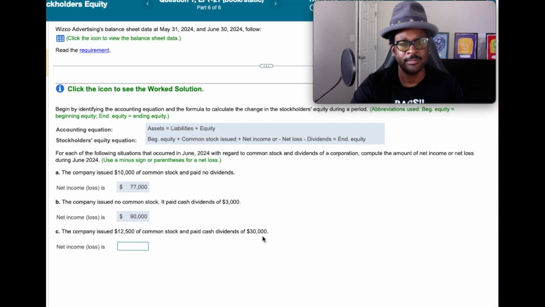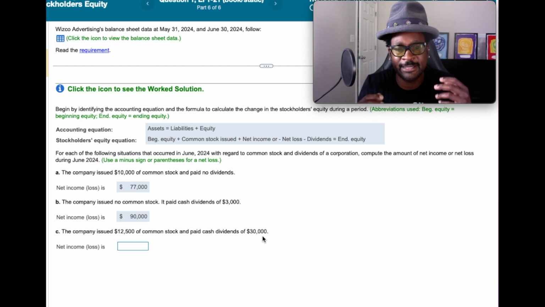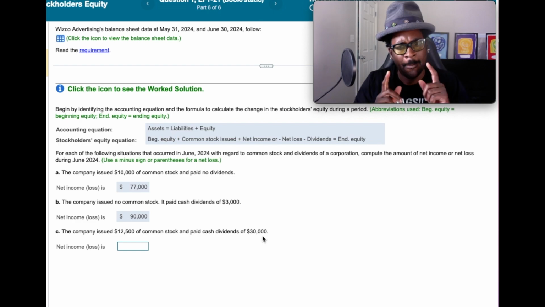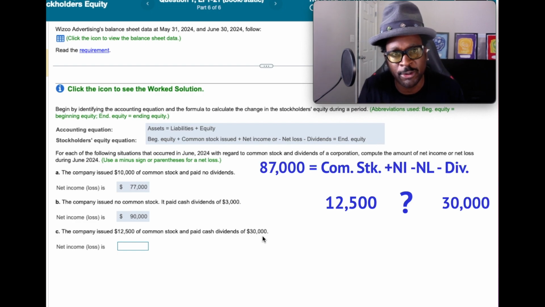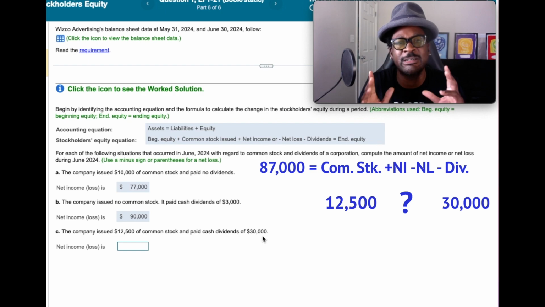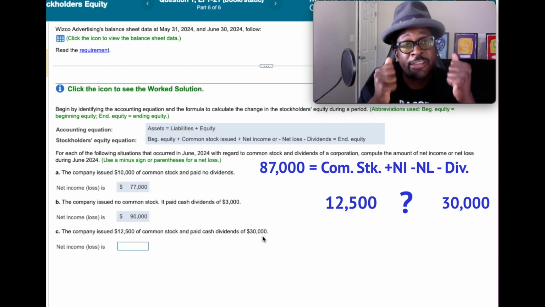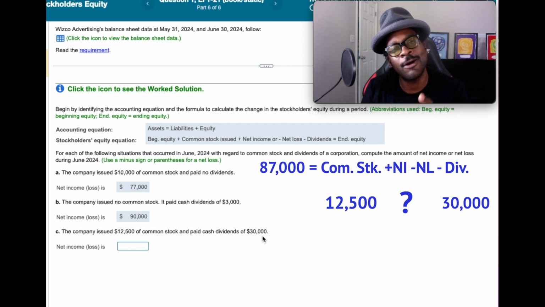Nice work. And last but not least, the company issued $12,500 of common stock and paid cash dividends of $30,000. Okay, gang, in this particular one, we had both situations happening at the same time. We still have an $87,000 increase in stockholders' equity, but this time we gave common stock for $12,500, and we also gave dividends of $30,000. Based on those two components in the formula, we are still missing a component to help justify the increase of $87,000. That's how we know that we had a net income.